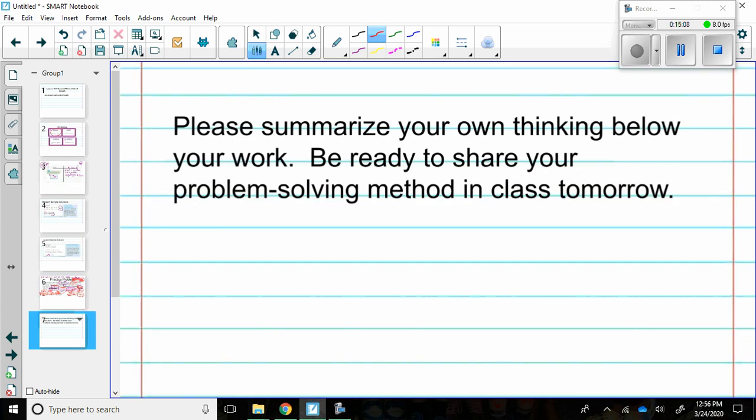Now that we're done with this lesson, I want you to summarize your own thinking in your math notebook. And again, be ready to share it with someone at home and show them how you came up with this. Go over your notes and how you are doing conversions and how you know to go bigger to smaller or smaller to bigger to get the accurate calculations.